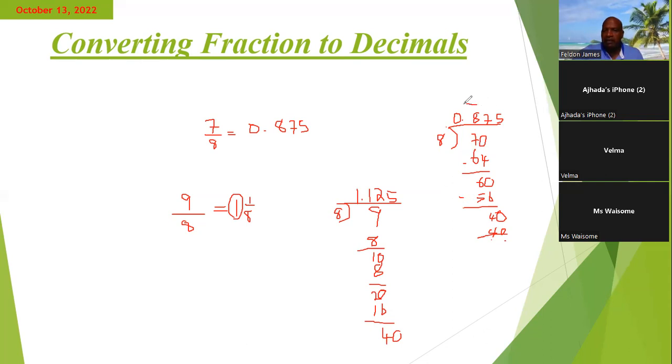And whatever you have on top of the bar will become the equivalent to this fraction 7/8. So 7/8 in decimal form is equal to 0.875. Is that clear now, Mr. Arthurs? Can you just type in the chat so that we can hear you? Okay, all right, good.